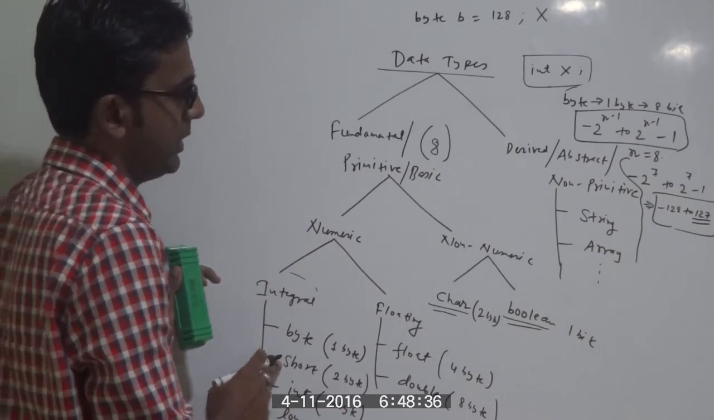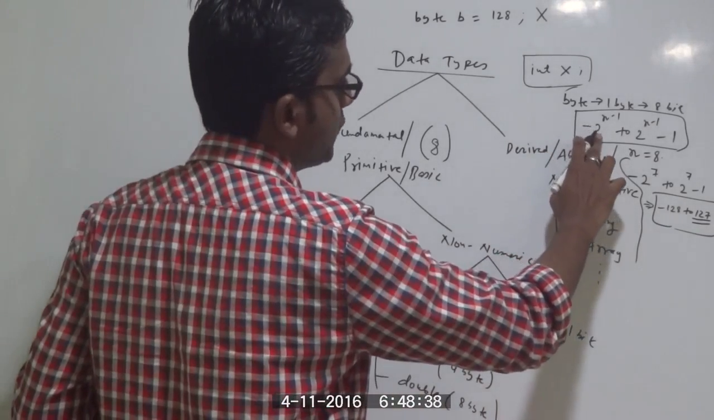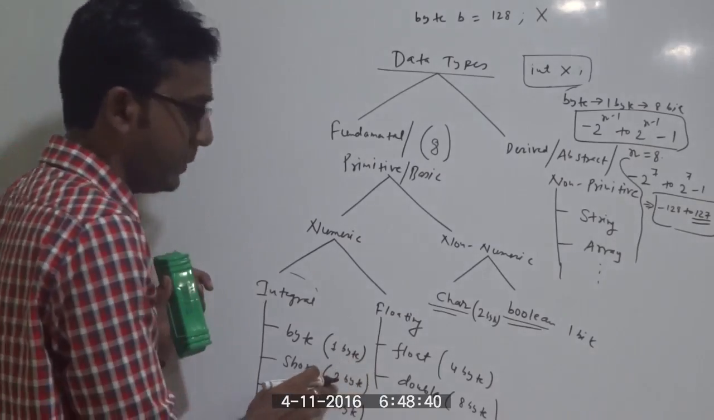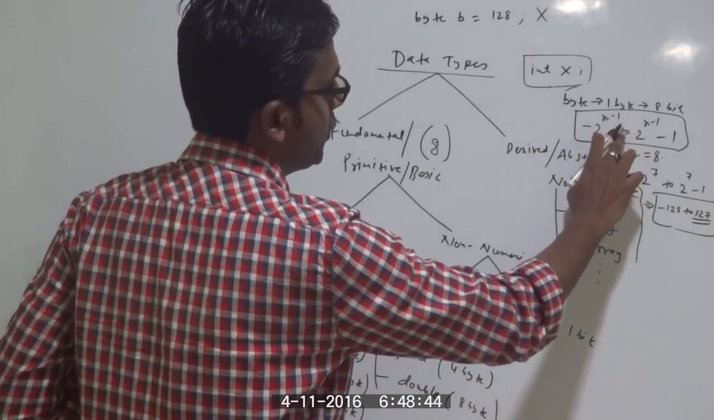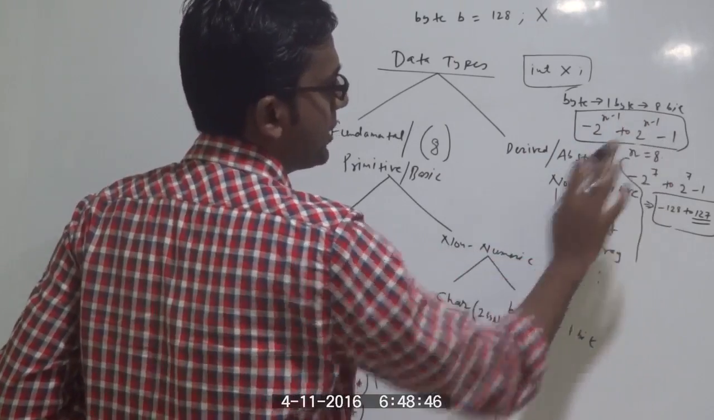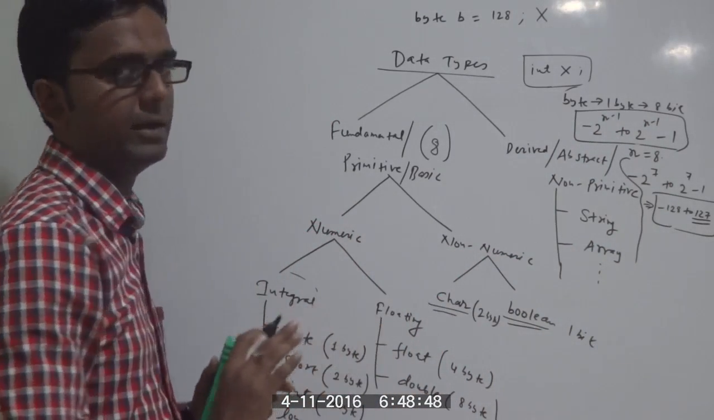Like for short, what will be the range? Minus 2 to the power, the value of n for short will be 16. Means minus 2 to the power 16 minus 1 to 2 to the power 16 minus 1 minus 1. You calculate and find the range.